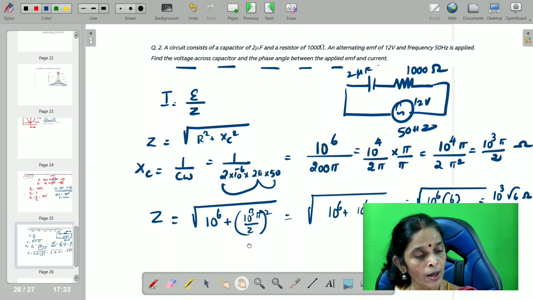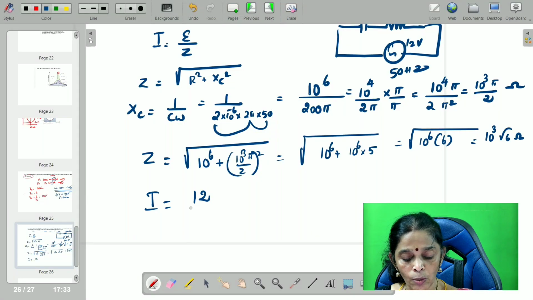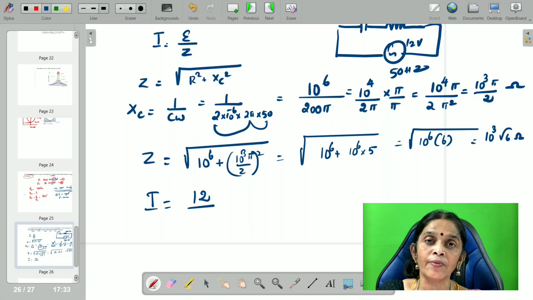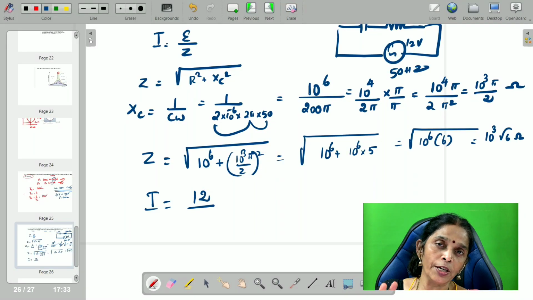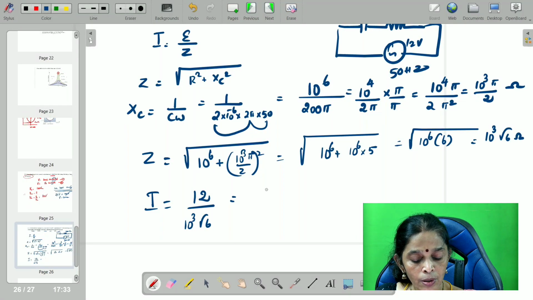After finding out the Z, I have to find out V. You find out I is equal to 12 volt. Children, one more thing I want to tell you. Whenever the voltage is given, if it is not specified amplitude, if it is not specified peak, simply voltage is given, always RMS voltage. So now it is RMS voltage 12 divided by 10 power 3 into root 6. So that is equal to 12 by root 6 into 10 power minus 3 amps.